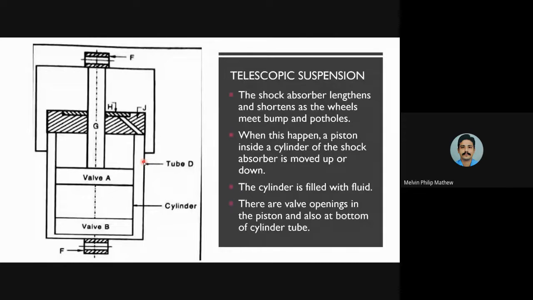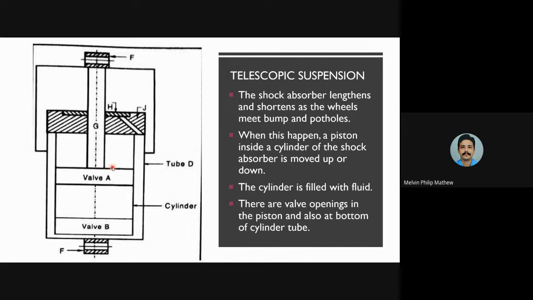It contains basically two elements. There will be a coil spring inside and a hydraulic fluid inside. You can see here there is something called a piston or a valve that is shown here. There is a tube here, and this is the cylinder, and there is a valve B here.